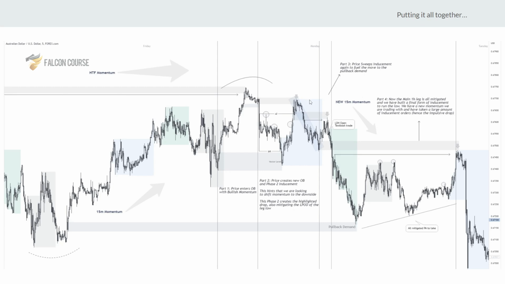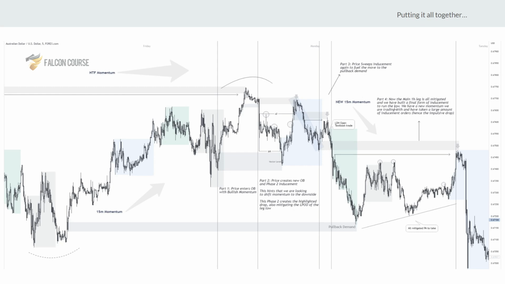Okay. So now, we've respected these inducements, gone down, respected this inducement, which is a very nice sell in Frankfurt here, the blue being Asia. And then from that sweep, from this point, we run down to that last point of demand in our 15-minute leg. So now we can see that from part 2, that second phase, we've created a new 15-minute momentum to the downside.